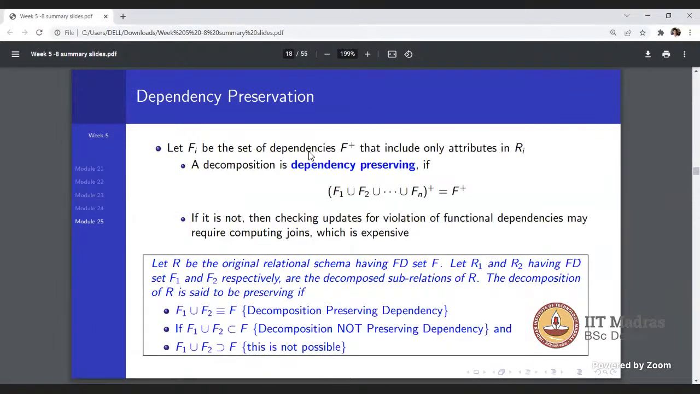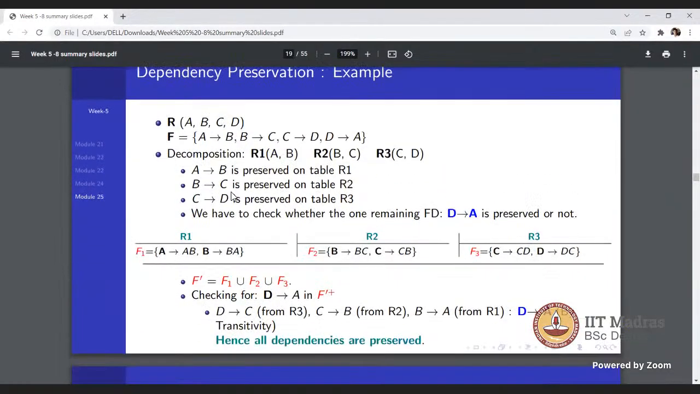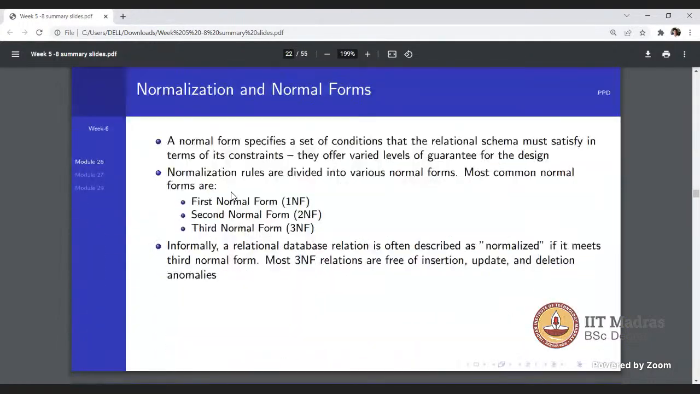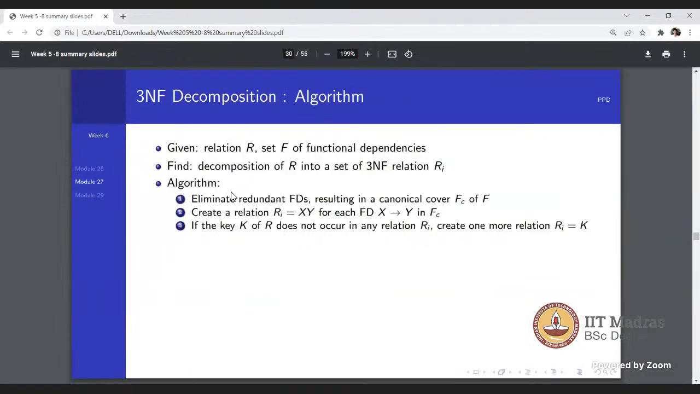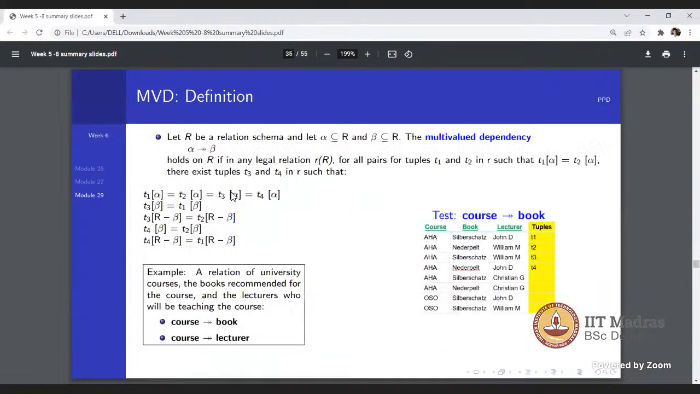Example is there, dependency preserving. We're talking about this algorithm: decomposition is dependency preserving if F1 union F2 union Fn determines F. If it's not, then check the closure of functional dependencies and the required join. You can go through the slide. This one example also, dependency preservation. Now in week 6, we have gone for normalization, that is 2NF, 3NF, BCNF and MVD, which we have also discussed. Anyone has gone through the slide and any doubt in this slide?